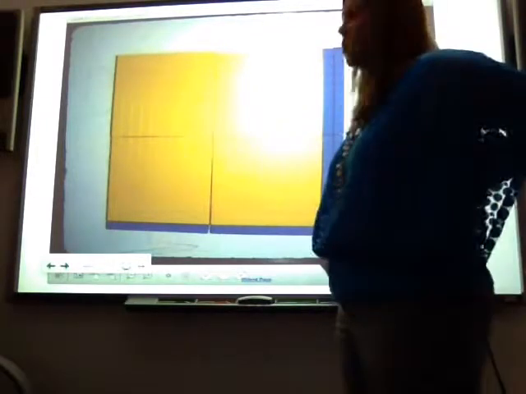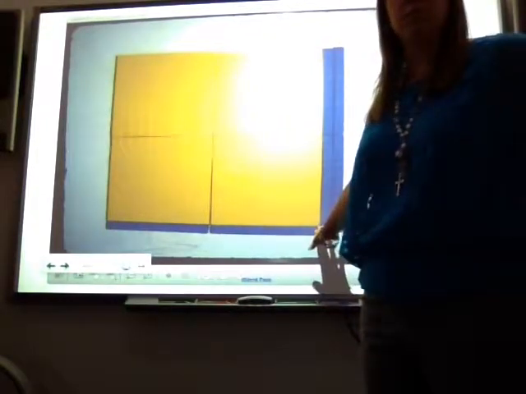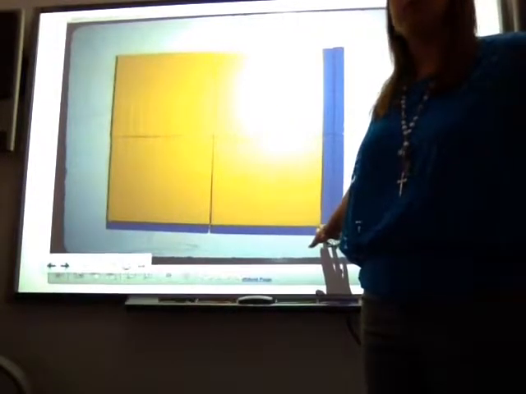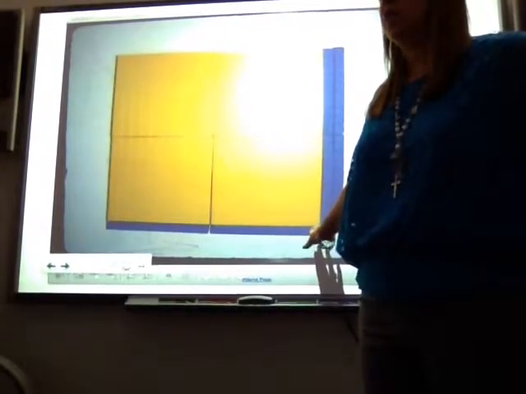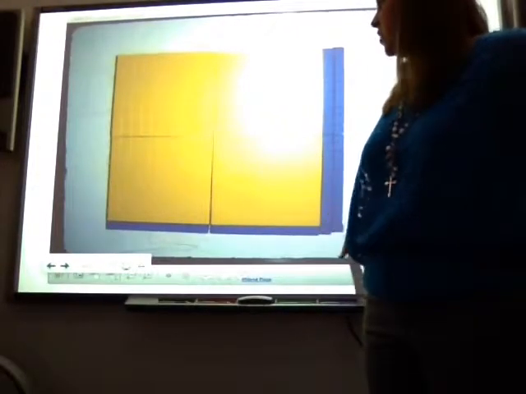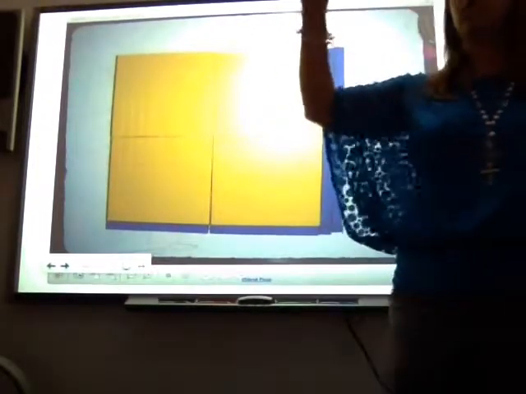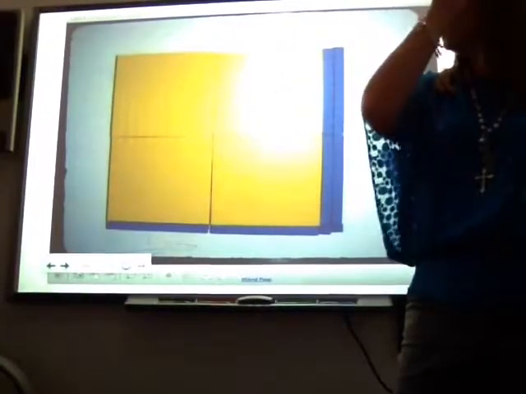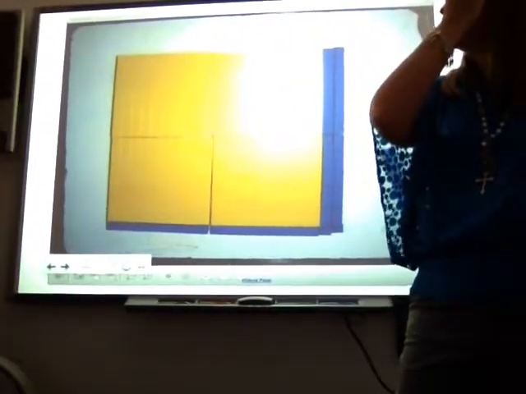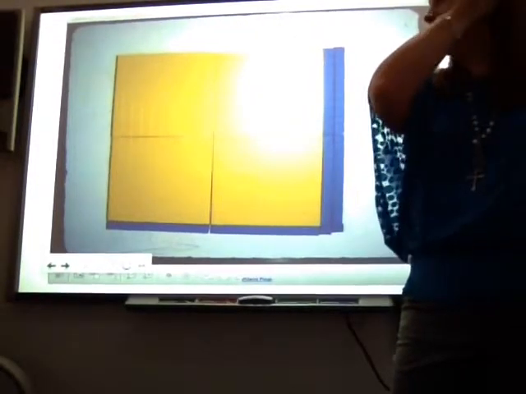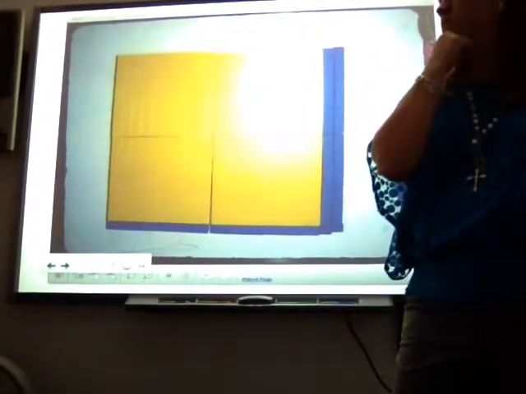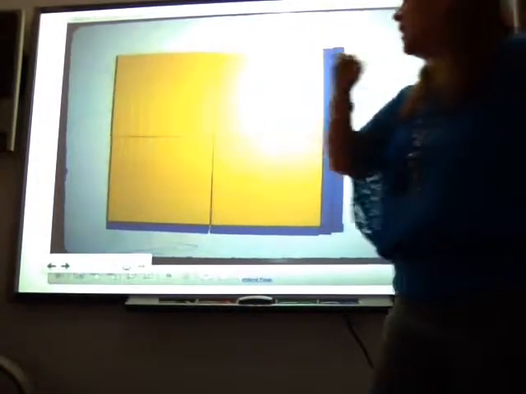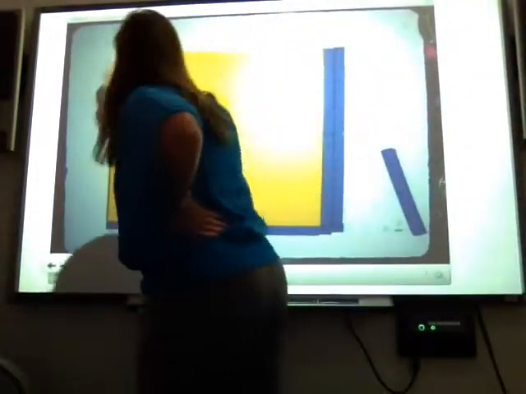So, everyone has your hundredths in the bottom right corner. Thank you. No other manipulatives should be out. You should have your rectangle in front of you. How do I know another reason this is not a square? This is a rectangle, not a square. Gabby? Good. My sides are not the same length. How do I know? I can look.